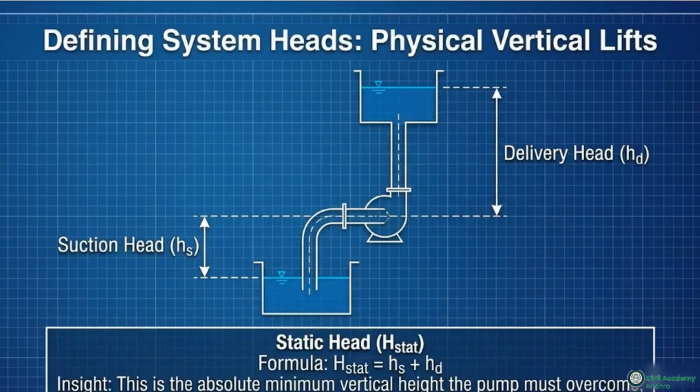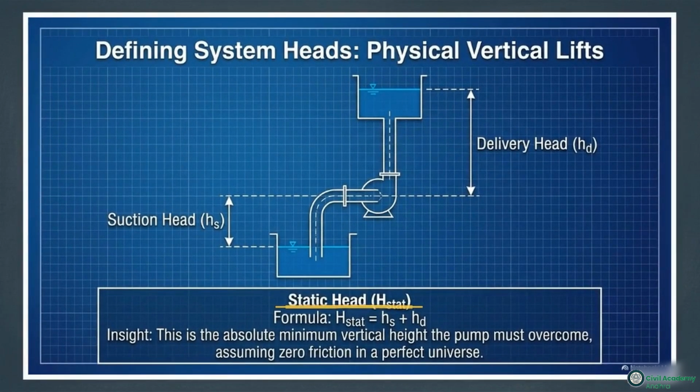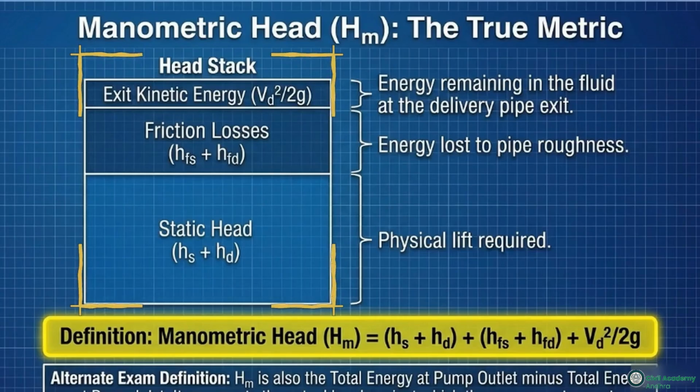Let's look at this vertical lift diagram to understand the resistance the pump has to overcome. Static head is the absolute minimum vertical height the fluid must be pushed, combining the suction and delivery heights in a theoretical zero-friction universe. In reality, we have to use manometric head. This graphic shows how the true workload stacks up. To find the actual resistance, you have to add pipe friction losses and the exit kinetic energy right on top of that base physical lift.